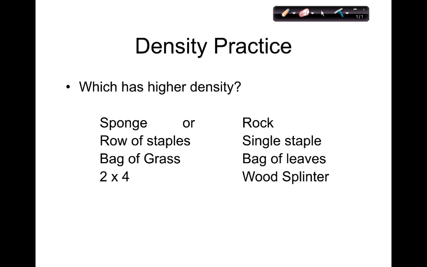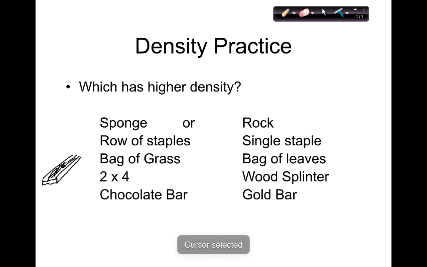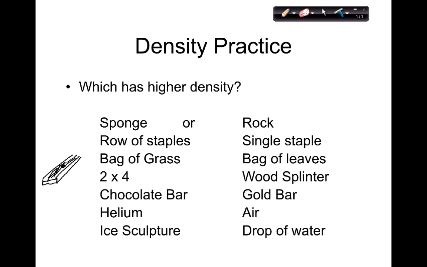A 2x4 looks like this. It's like a standard piece of wood you make a wall out of, a wall frame. So that's a 2x4, something like that. Or a wood splinter, a chocolate bar or a gold bar, helium or air, an ice sculpture, or a drop of water.